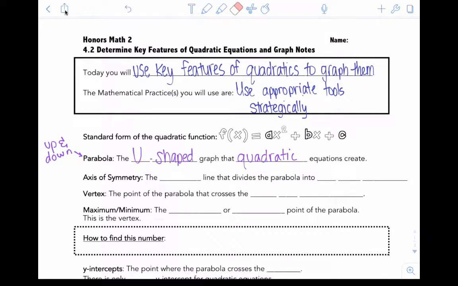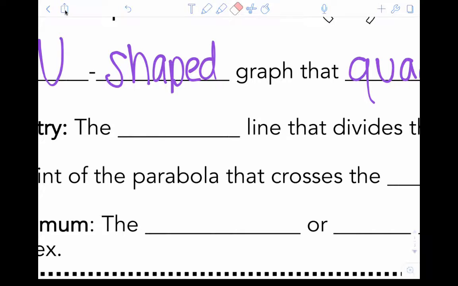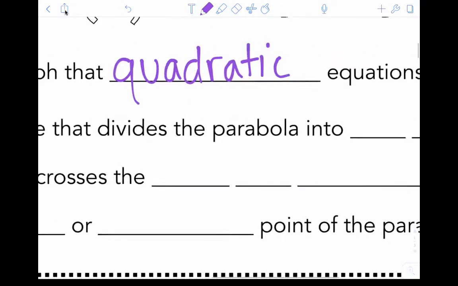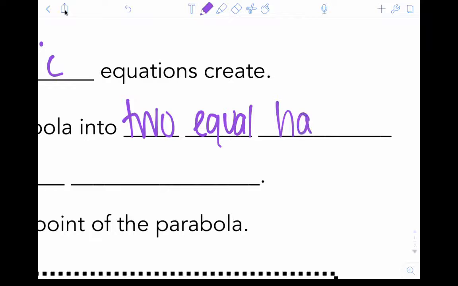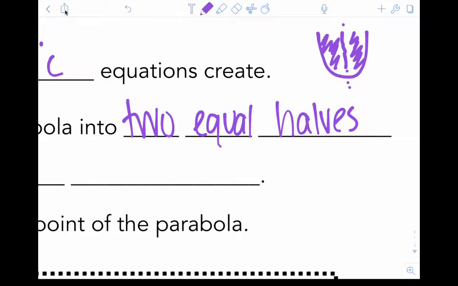All right, the axis of symmetry is a vertical line. Because it is only up and down, then the axis of symmetry is only going to go up and down as well. It's the vertical line that divides the parabola into two equal parts, or two equal halves. So if this is my parabola, my axis of symmetry is going to go right down the middle. And that was a really poor drawing. If this is my parabola, the axis of symmetry goes right down the middle. It breaks it up into two equal parts.